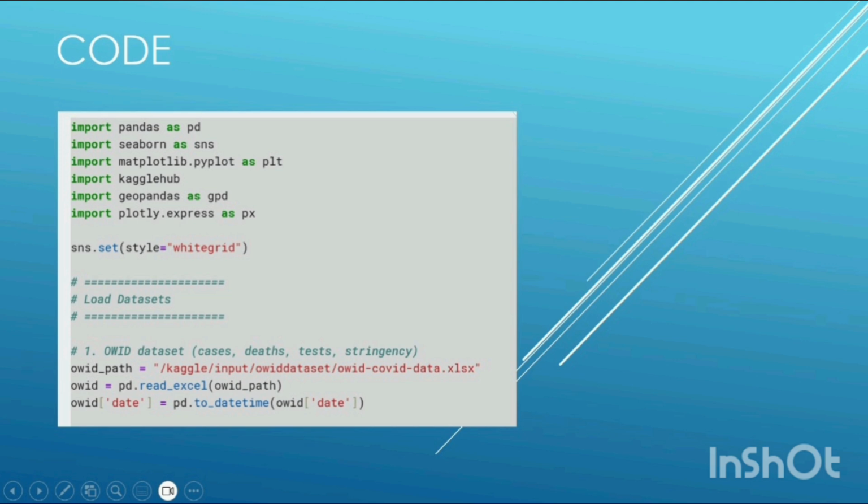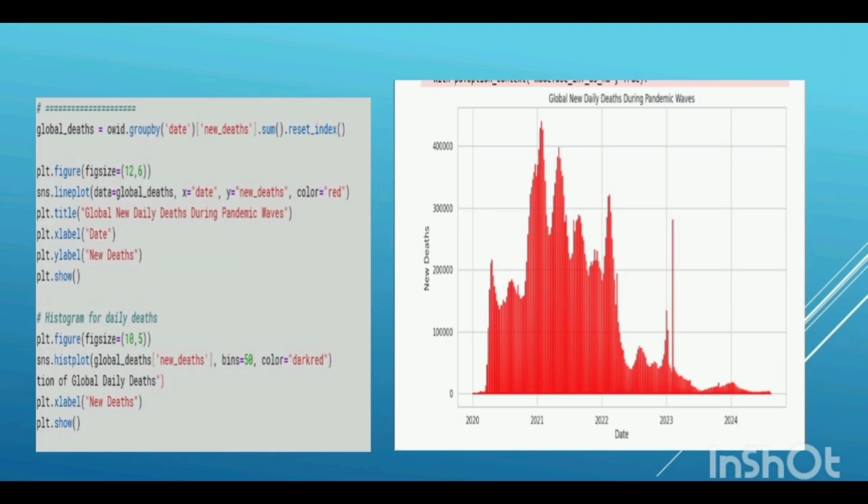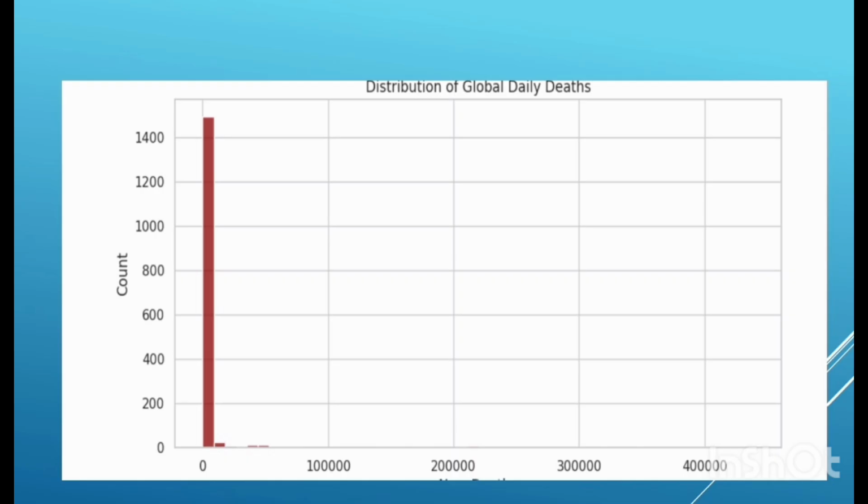I started by analyzing global new daily deaths by grouping the dataset by date and summing across all countries. I created a line graph showing the waves of the pandemic. We could clearly see huge spikes in deaths during major waves, especially in 2020 and 21, which aligned with the Delta and Omicron outbreaks. I also plotted a histogram showing the distribution of deaths. This revealed that while many days had moderate deaths, certain days showed extremely high values, highlighting the devastating impact of peak waves.